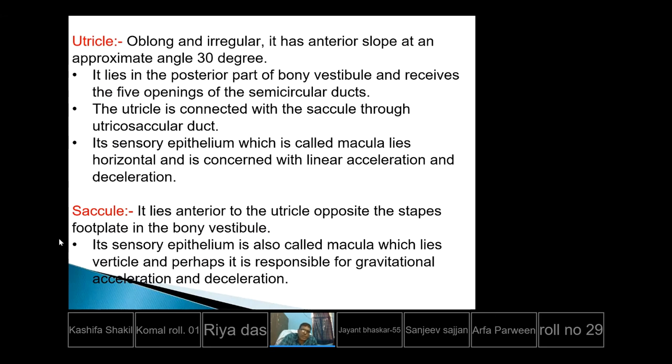Now come to the saccule. It lies anterior to the utricle, opposite the stapes footplate in the bony vestibule. Its sensory epithelium is also called the macula, which lies vertical, and perhaps it is responsible for gravitational linear acceleration and deceleration.